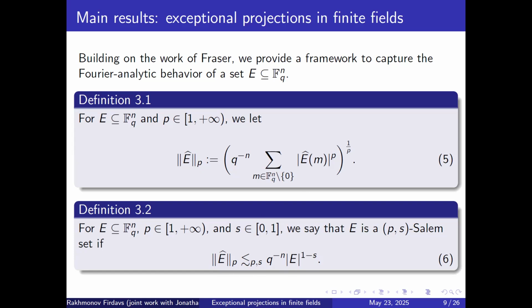In particular, you can see that any set is a (2, 1/2) Salem set, which follows trivially from Plancherel's identity. Also, in the paper of Fraser, it was shown that every set is a (P, 1/P) Salem set for every P at least 2, which is also a very interesting result.